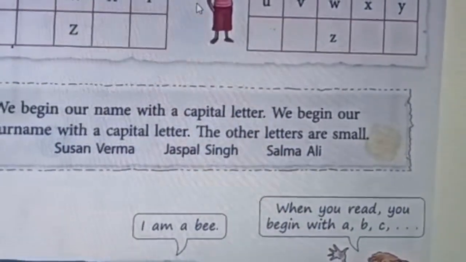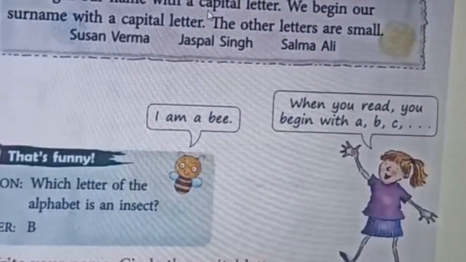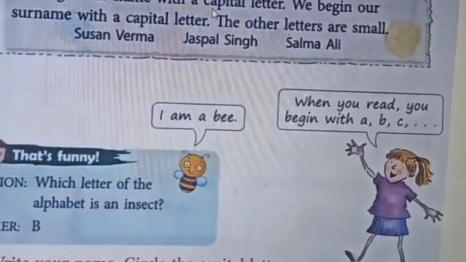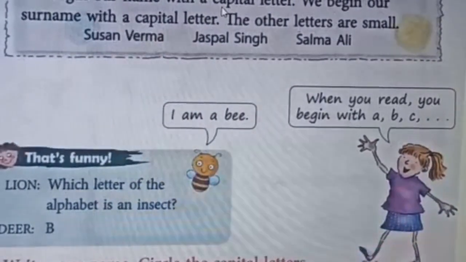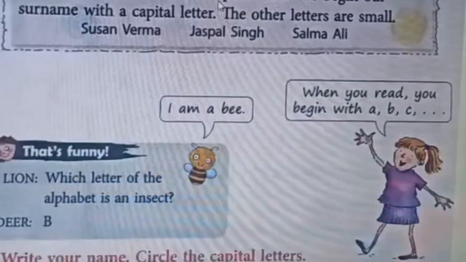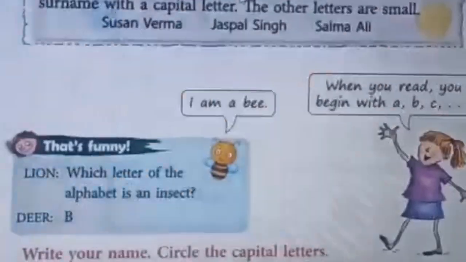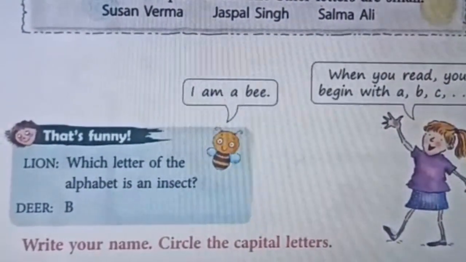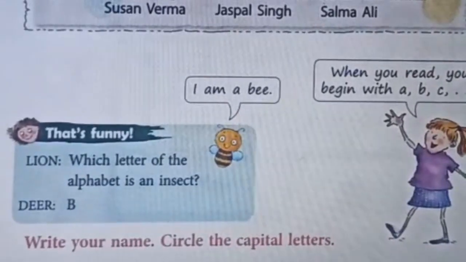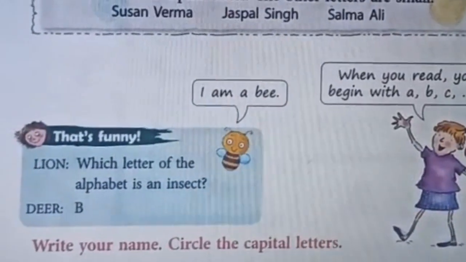Now you can see on the screen here, that's funny. I am a B. So which letter it will be? Just a B. Then write your name, circle the capital letters. Here my name is dash so and so. You have to write your name and surname and circle the letters which are the capital letters. For example, the first letter of your name should be capital letter and first letter of your surname should be capital letter.